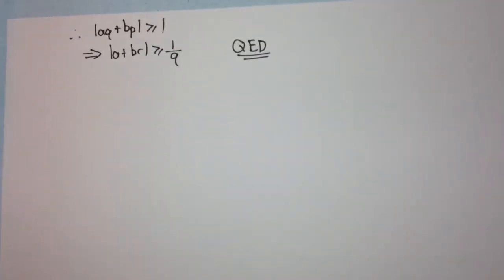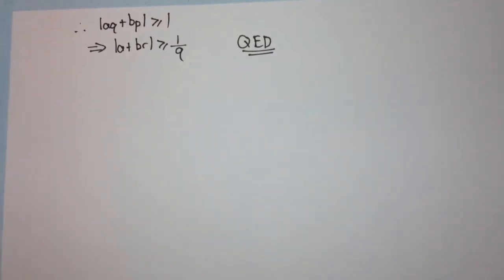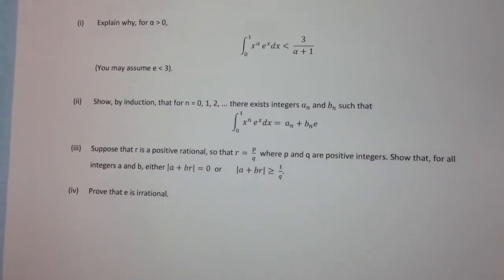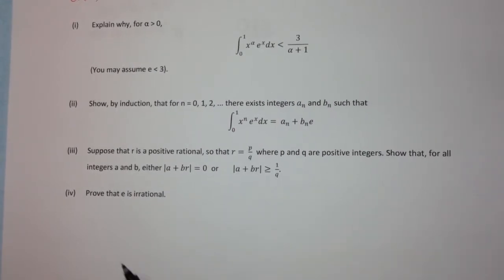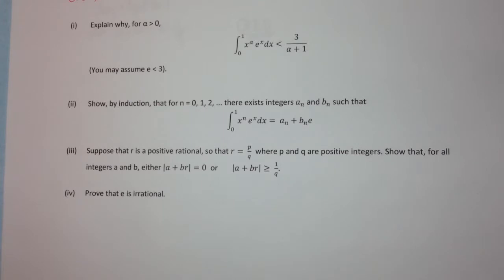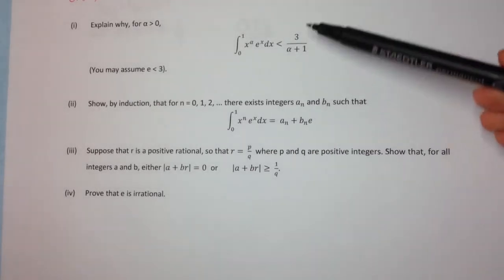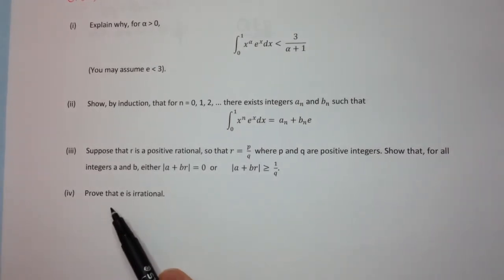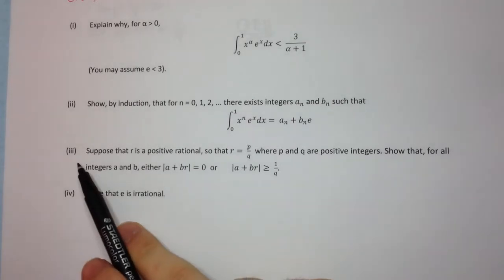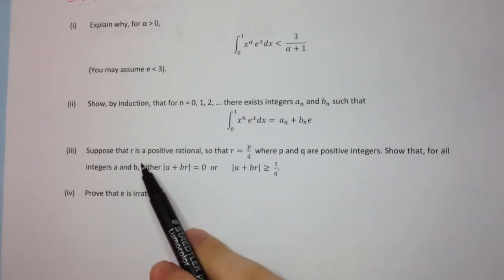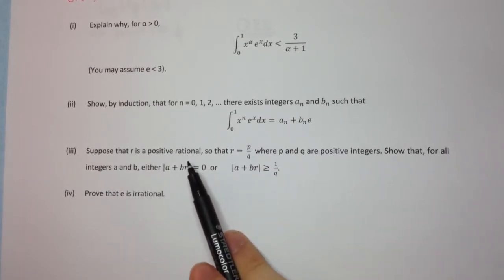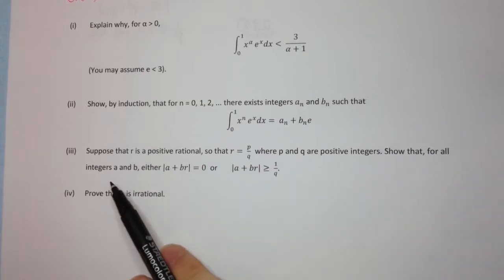Okay, now let's go back and have a look at the question for part 4. It says prove that E is irrational. Now this might seem a bit odd. There's not much information given to you in part 4, but in fact all the information you need you've already worked out in parts 1, 2 and 3. So it says prove E is irrational. Now in part 3 we started off by saying suppose that R is a positive rational. So here we're assuming that R is a positive rational, and if it's a positive rational, then for all integers A and B we have either of these two cases.